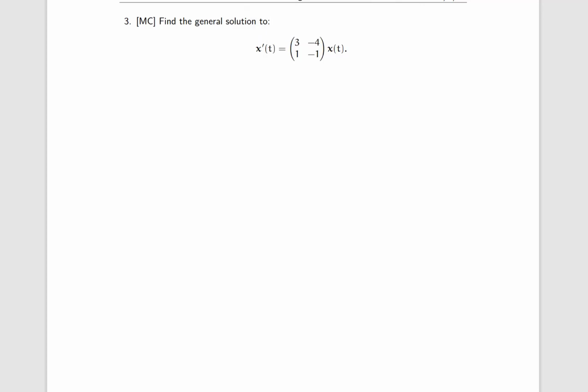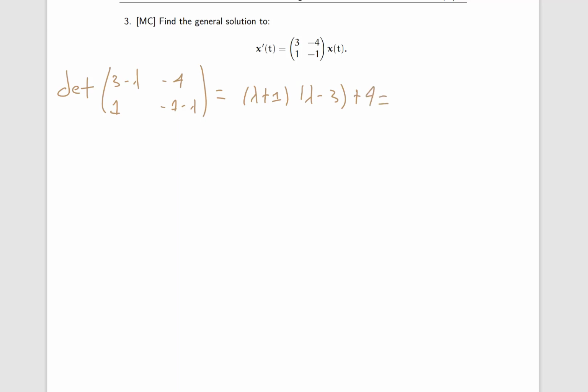Okay, so now this looks more like what we would expect in this part of the exam. It's a system, so remember the first thing that we're going to do is find the eigenvalues and eigenvectors. So we've got 3 minus lambda, minus 4, 1, minus 1 minus lambda. This is equal to lambda plus 1 times lambda minus 3 plus 4.